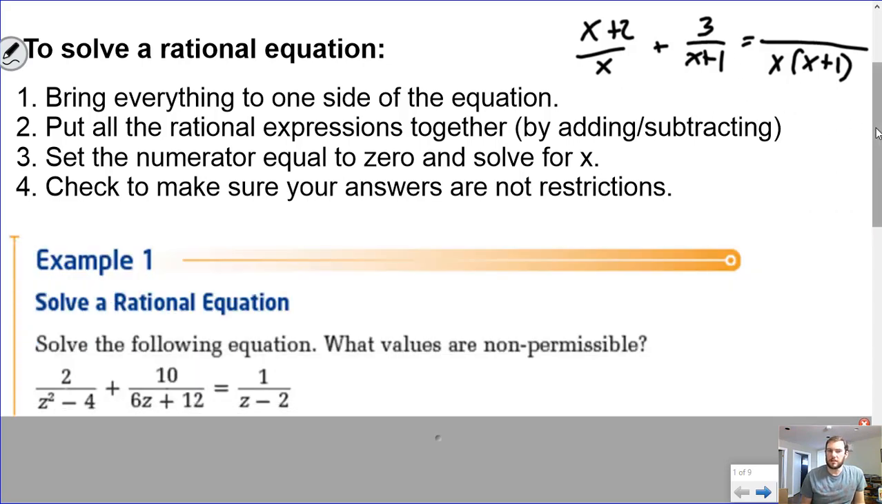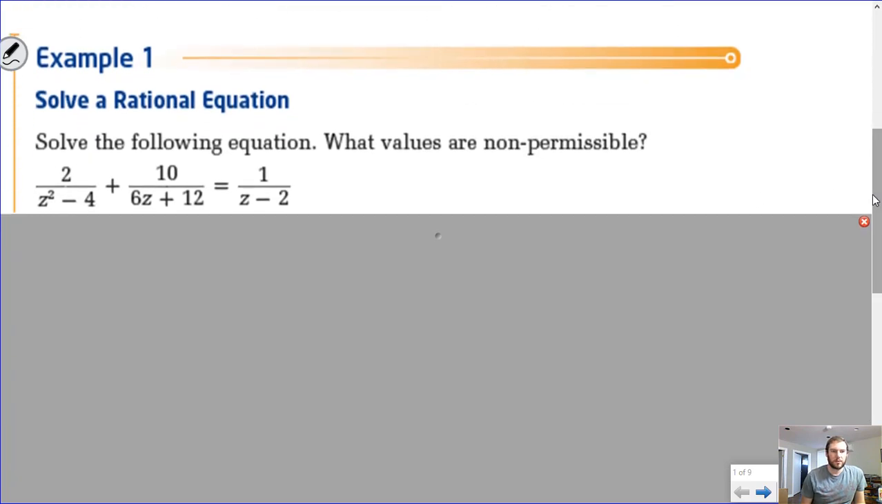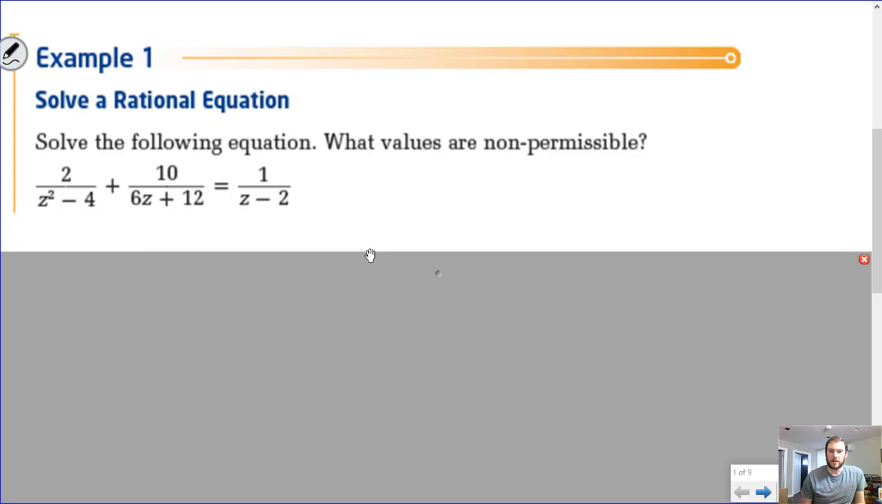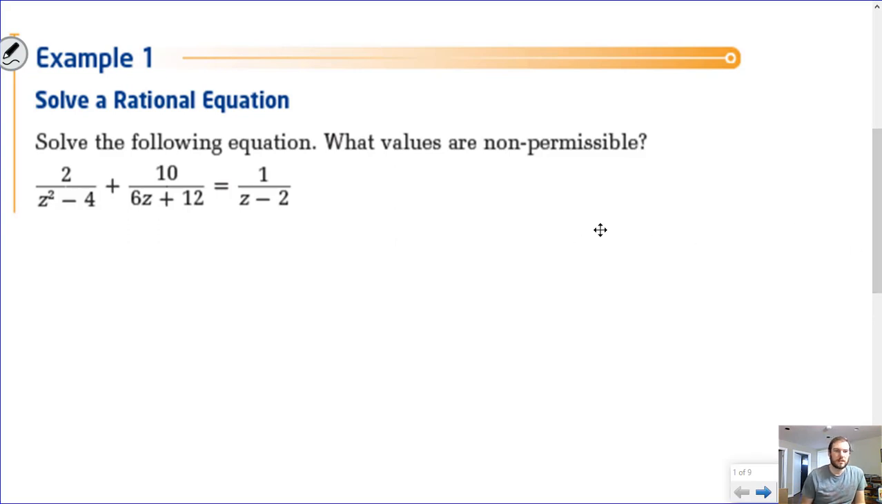Here's a question. Example number 1, solve the following equation. What values are non-permissible? So what we want to do here is solve this equation for z, and then figure out which values will be non-permissible. Step 1, again, is to take everything and put it on the same side of my equation.